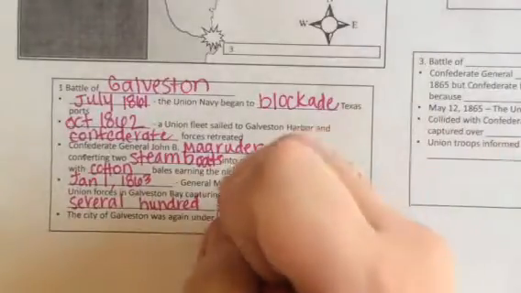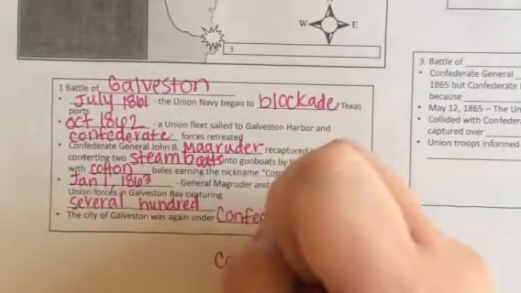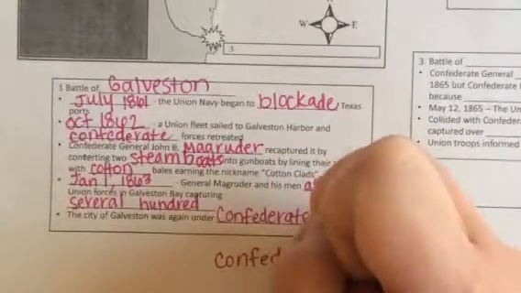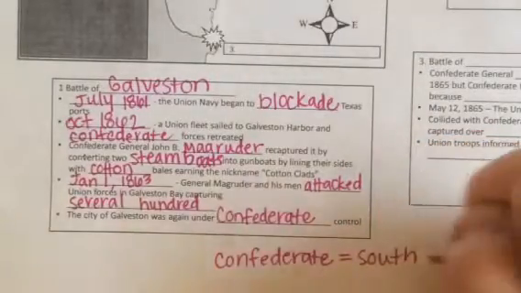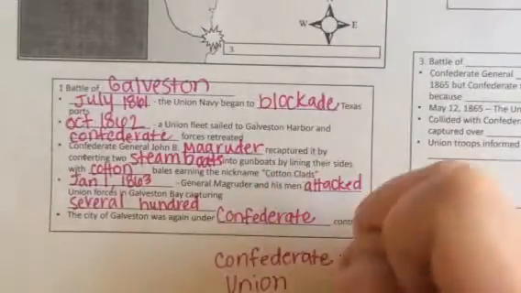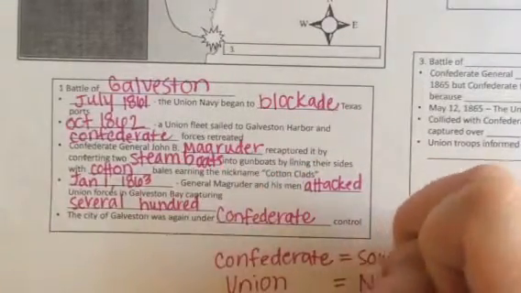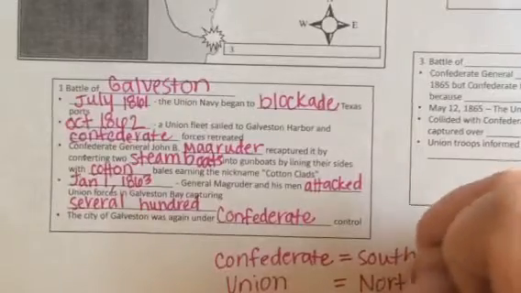And just to remind you, the Confederate Army is the southern states, and the Union Army is the northern states.